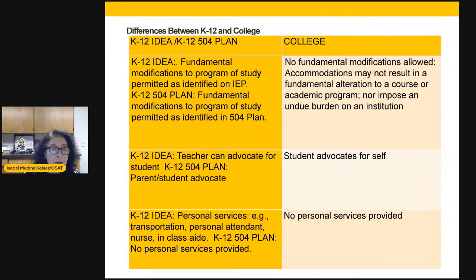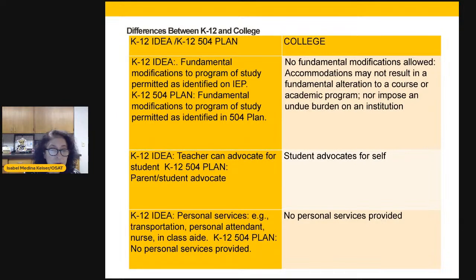In K through 12, there's modifications. Again, there are no modifications within the college. And specifically, accommodations may not result in a fundamental alteration to a course or academic program, nor can they impose an undue burden on an institution. In K through 12, the teachers advocate for the student, but in college, the student advocates for self. And again, I will advocate for students if they're not receiving their accommodations, but the student must let us know that they're not receiving accommodations and that they have tried on their own to see if the accommodations are going to be kicked up. But again, they need to let us know.